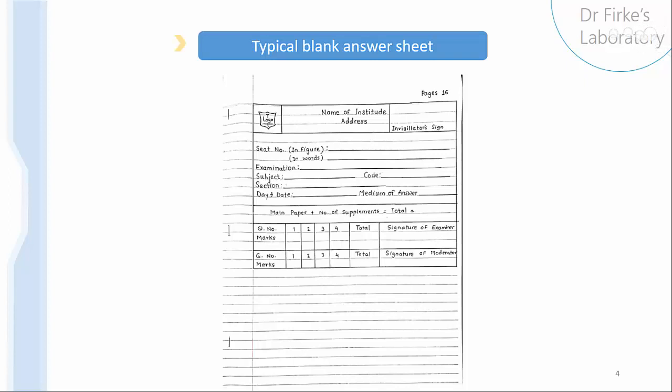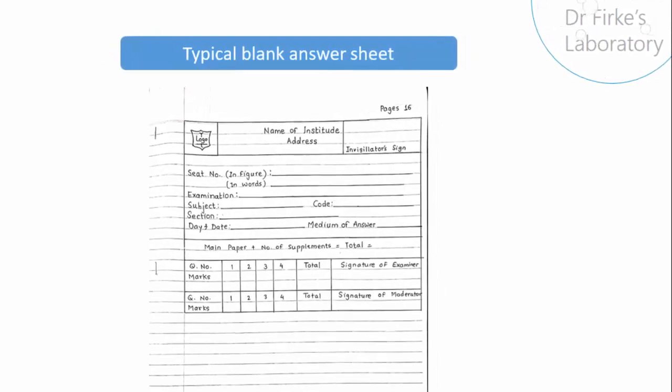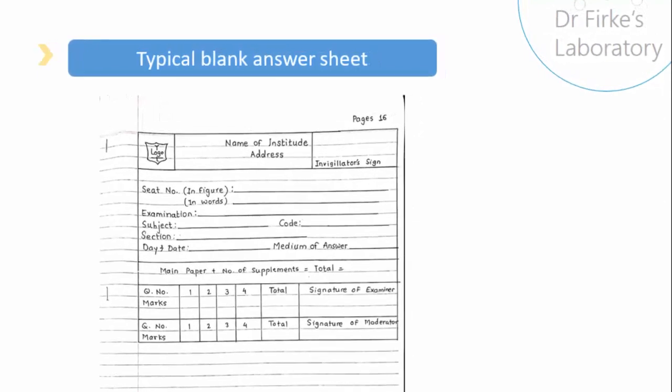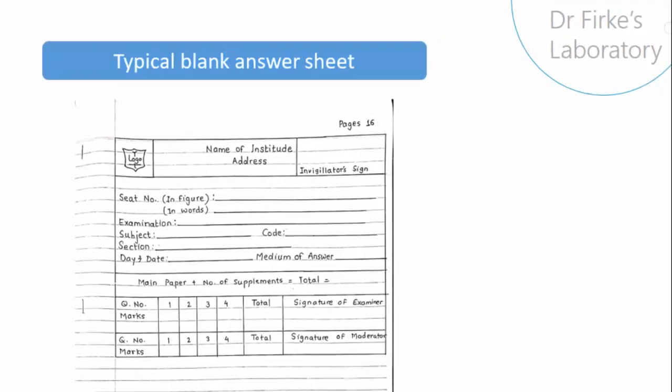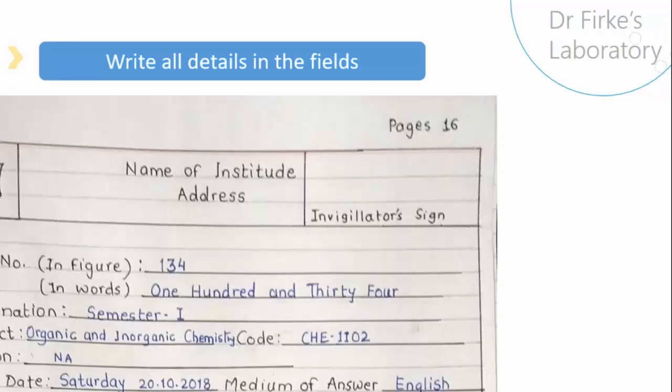A typical answer sheet looks like this, where you need to enter your information, for example, seat number in figure and words, examination, subject, section, subject code, day, date, medium of answers, etc. Do not write your name on this answer sheet. It may disqualify you from the examination as it violates the confidentiality of the writer.